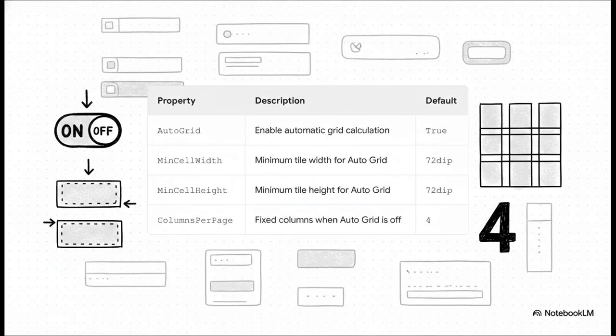And here's a peek at the actual properties you'd use in the code. You've got that auto grid property, which is basically the on-off switch. Then you have MinCellWidth and MinCellHeight. That's where you tell the automatic system, hey, don't ever make my icon smaller than this. And finally, columns per page is what you use when you've turned auto grid off and want to do it manually. Super simple controls, but they give you a ton of power.